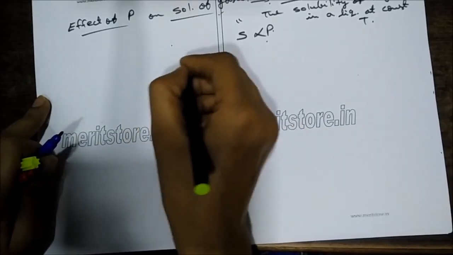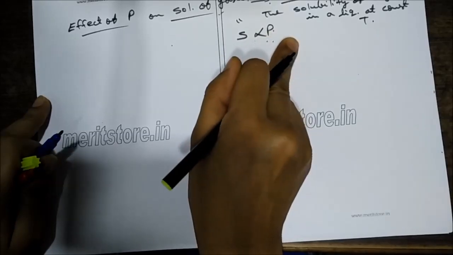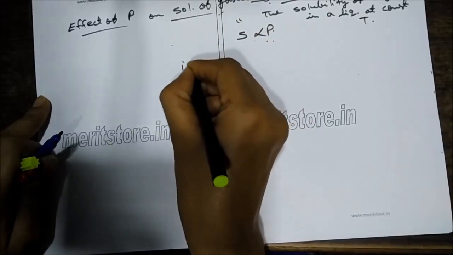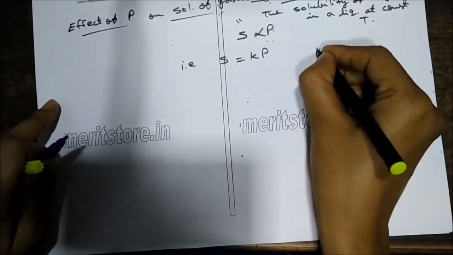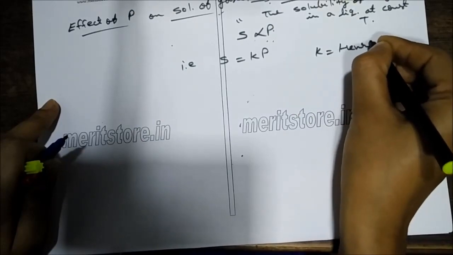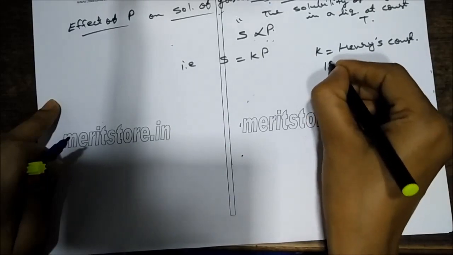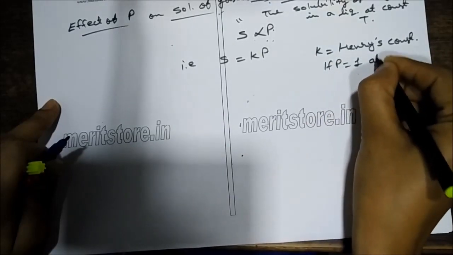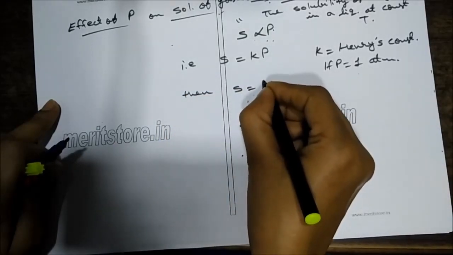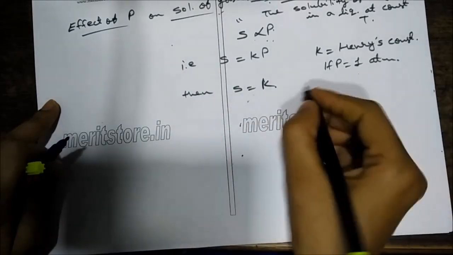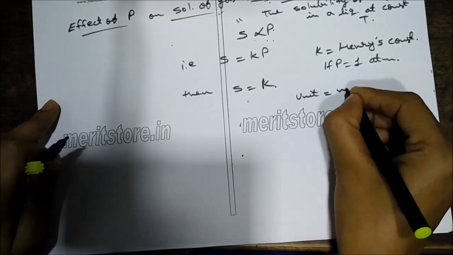So we can write S directly proportional to P, where S is solubility. So we can write S is equal to Kp. Here K is proportionality constant or Henry's constant. If P is 1, that is 1 atmospheric pressure, then S will become K. The unit for solubility is mole per liter.